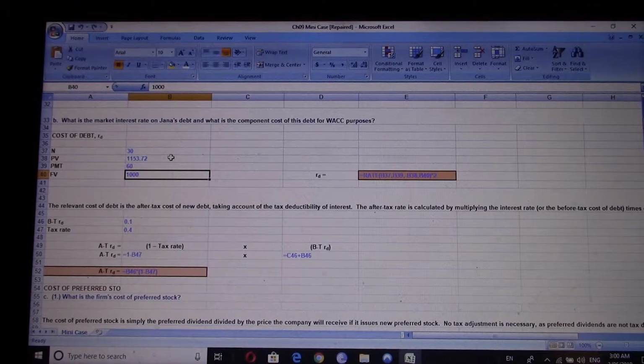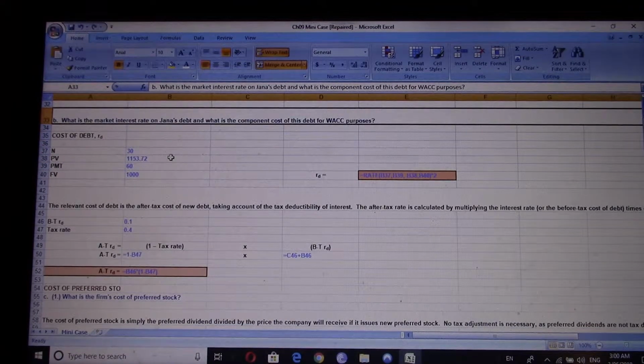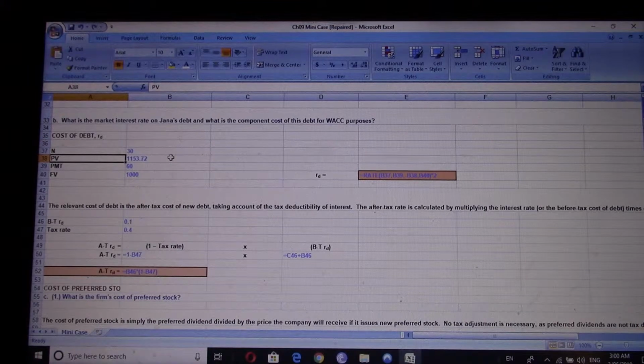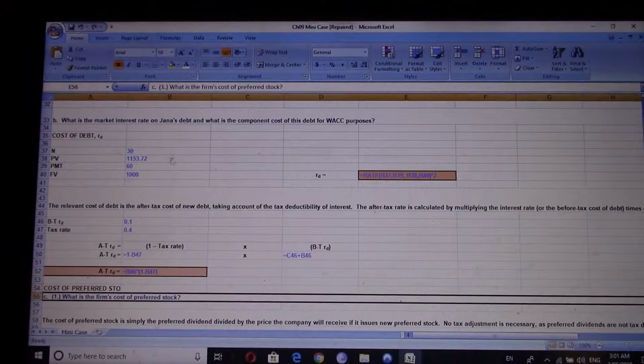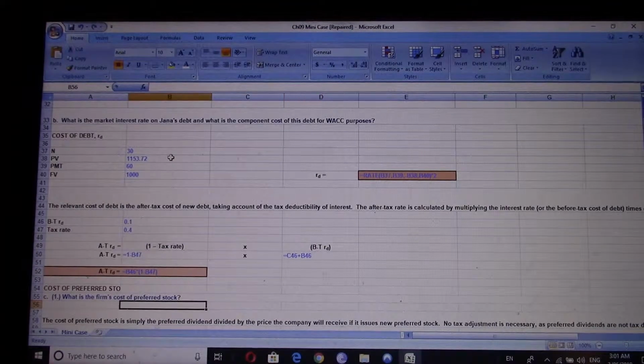So it's asking for the returns to the debt, to the bond. This is the cost of debt, just like the yield to maturity of the bond. If there is a tax rate, then we have to consider the tax rate. So it's 40%. There's a tax factor here. So this is the after-tax cost of debt.